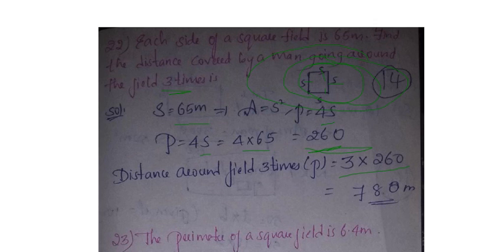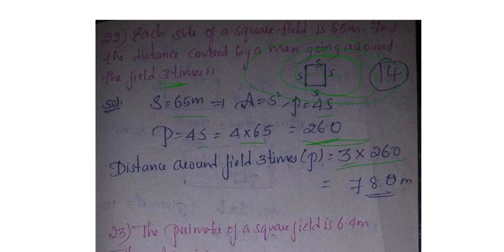If they give in the question distance covered by a man going around 6 times, you write 6 into 260. If they ask 8 times, 8 into 260, like that. So our answer is 780 meters. Now moving to the last problem.